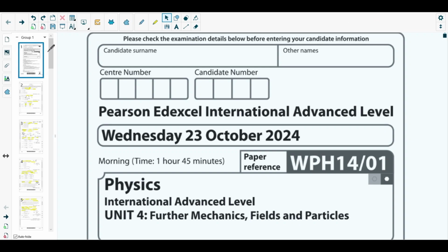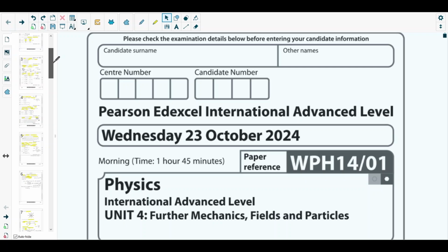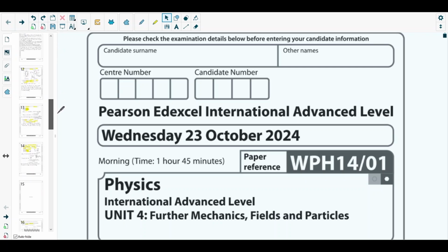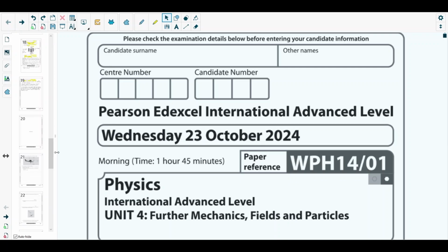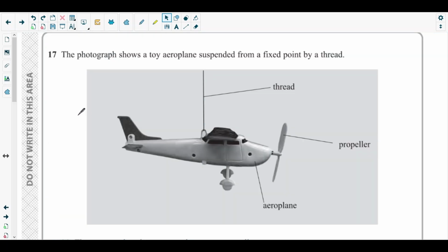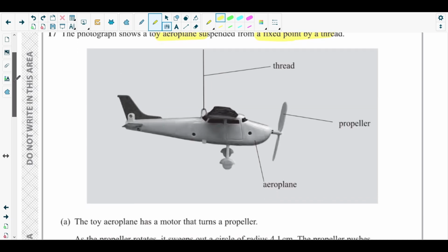In this video, we will be solving question number 17 from the most recent past paper of Physics Unit 4, that is the October 2024 Unit 4 paper. So let's get started with question number 17. The photograph shows a toy aeroplane suspended from a fixed point by a thread. We can see it on the figure.